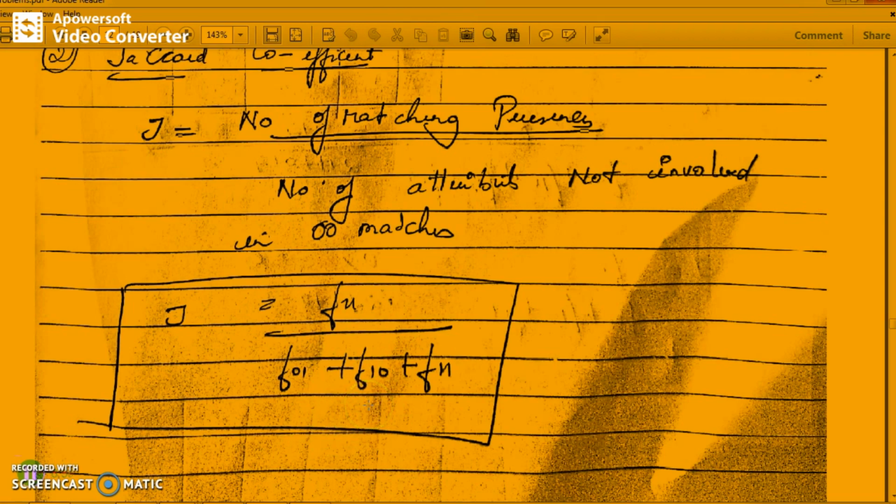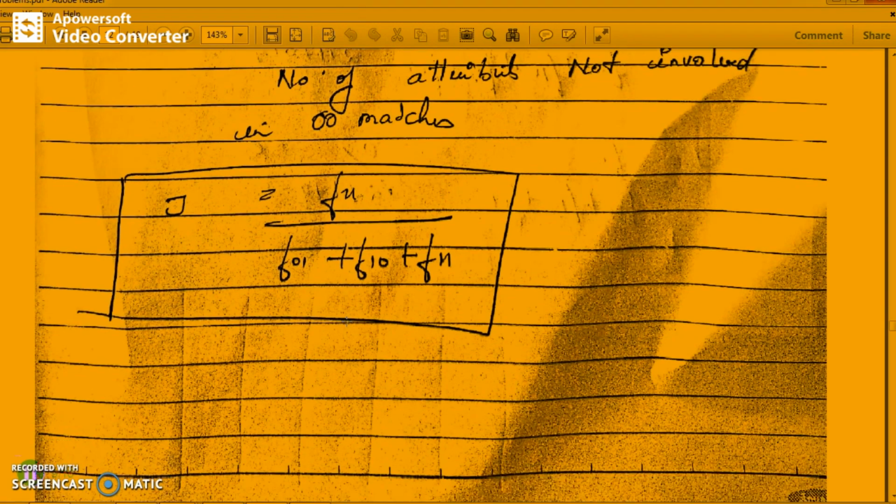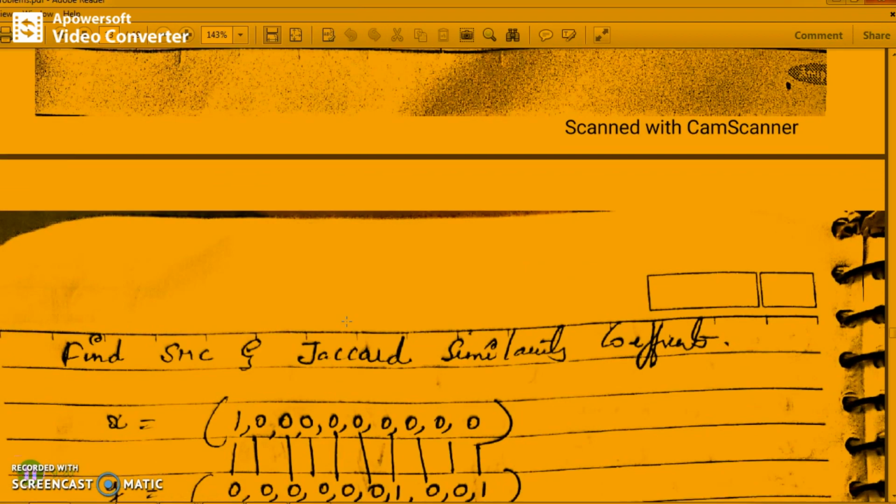These are the two formulas now. So Jaccard is more efficient compared to SMC. And remember, this is why it is more efficient: we are not considering the absences, I mean the dissimilar values. We are not considering the dissimilar values, right? So here let's solve the problem.